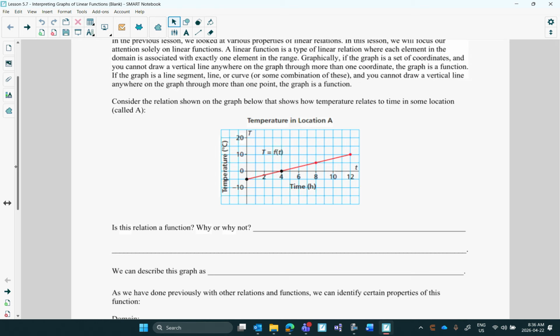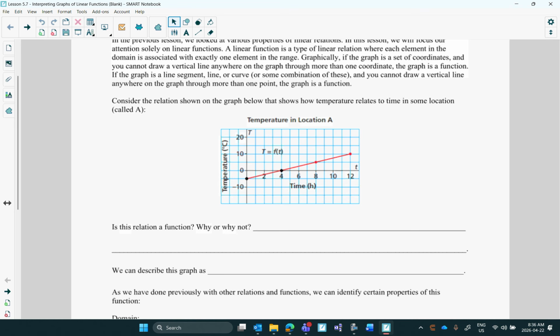Now we're going to extend that to linear functions, which is actually something that you should be able to figure out. For example, here we have a graph. We've got time and we've got temperature. When we start to measure, the temperature is -5 because the vertical column is going up and down by 5s. Then the temperature slowly increases until after 12 hours we stop and the temperature is 10 degrees.